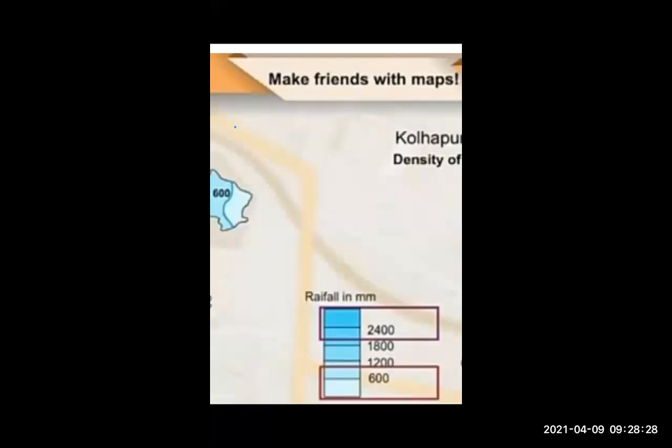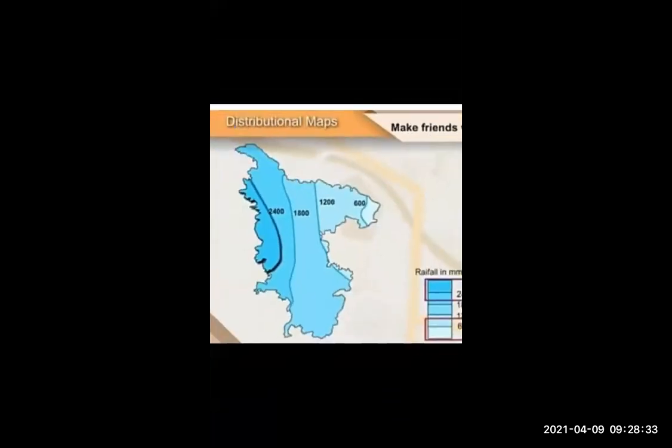Now next is, which method has been used to draw this map? Which method has been used? Very good, Ayushi, Shardul, Atharva, Priya, Ganesh, Ruchi, Tejas, Siddesh, Harshit, Sakshi. Exactly correct. The answer is isopleth method. No, distributional method is not correct. It's isopleth method.